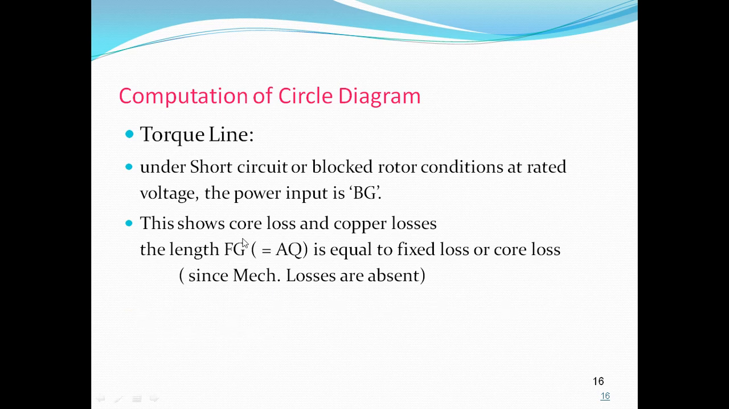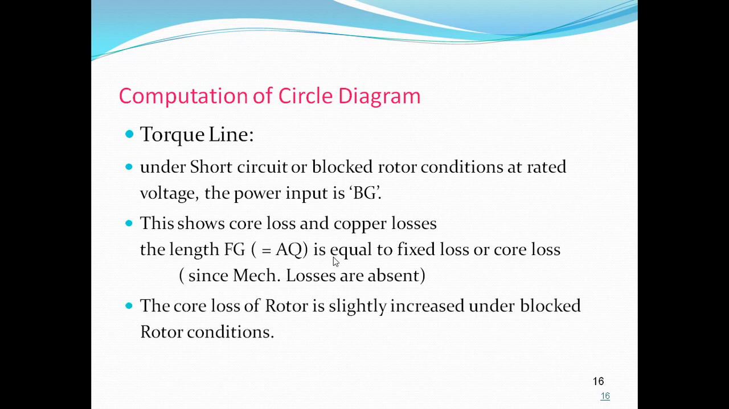This shows the core losses and copper losses. So Fg is equal to Ag, that is equal to fixed losses or core losses. Measure Fg, that gives the core losses. The core losses of the rotor are negligibly increased under blocked rotor condition.